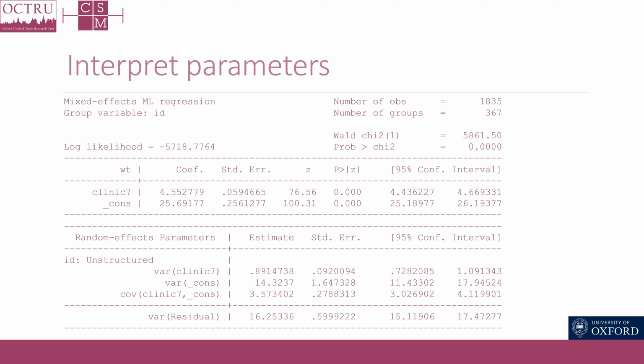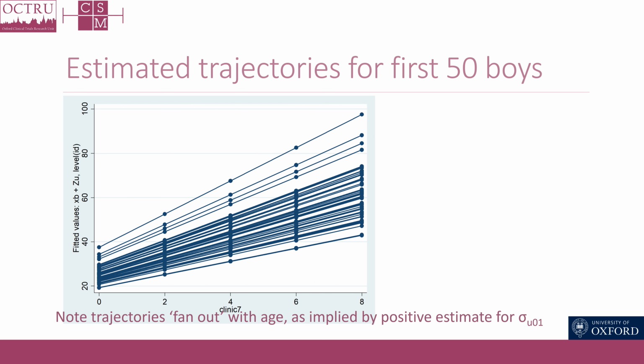Random intercepts and random slopes can be seen here. They're correlated positively, and the residual variance is now further decreased. In this graph, we have a spaghetti plot with the predicted trajectories for the first 50 boys resulting from this new model. These weight trajectories are no longer parallel. We can see that these are fanning out, and this is consistent with the estimated positive correlation between intercept and slope. This means that boys who start smaller gain weight slower, whilst bigger boys gain weight faster.